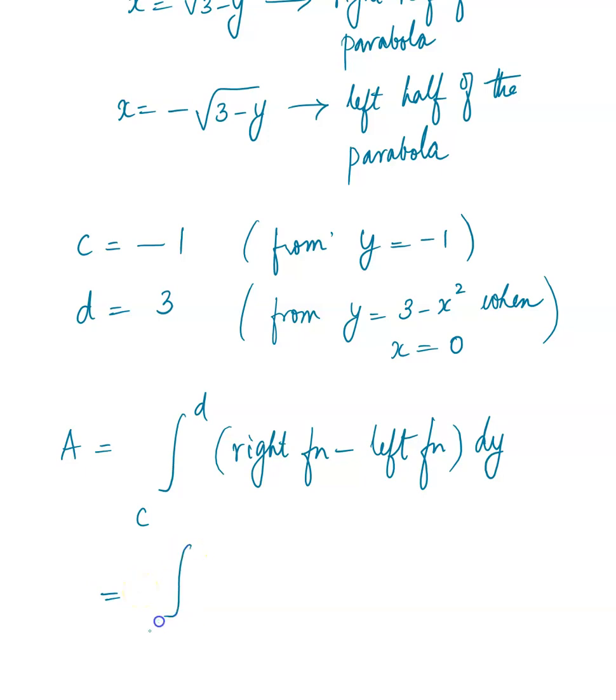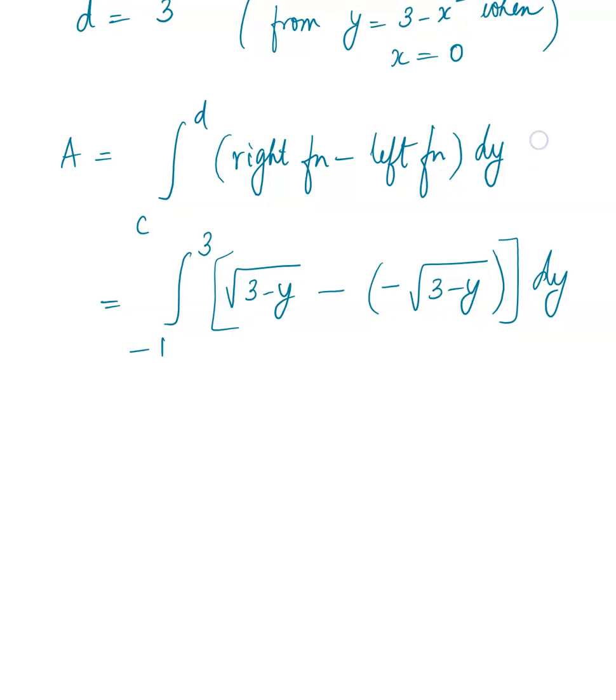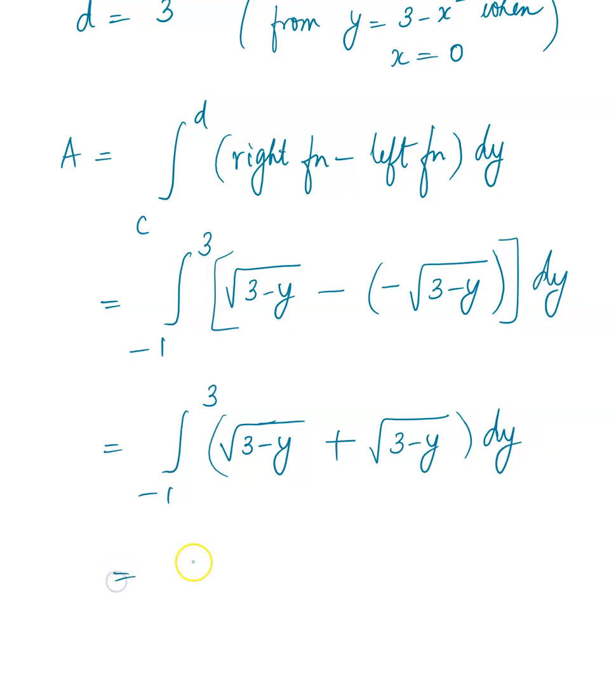And so that's going to be negative 1 to 3. The right function was positive root 3 minus y, minus the left function, negative root 3 minus y, dy. Negative 1 to 3, root 3 minus y, that will be a plus root 3 minus y dy. They are like terms, so the same term added twice. That will be 2 times the integral from negative 1 to 3 of root 3 minus y dy.